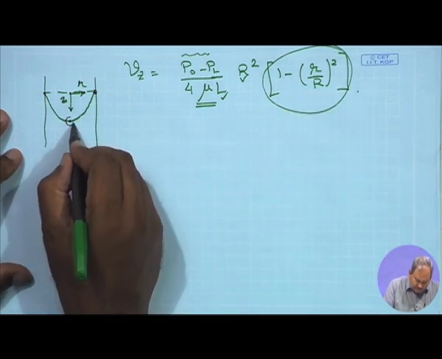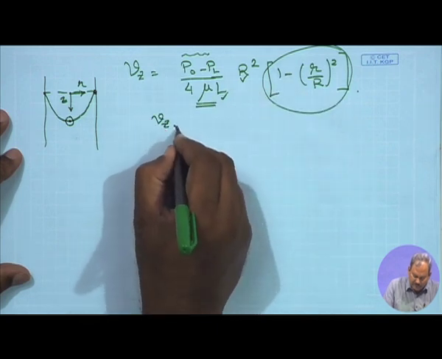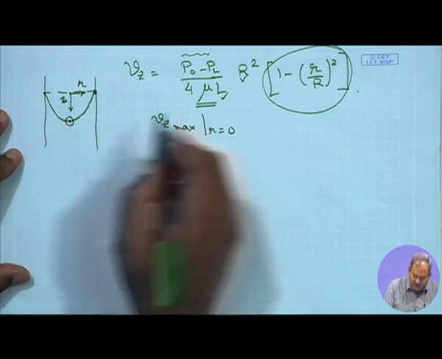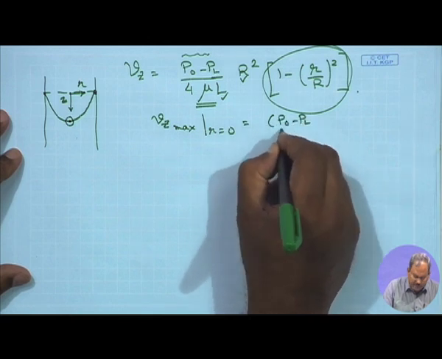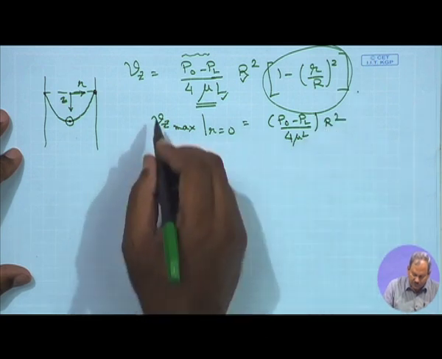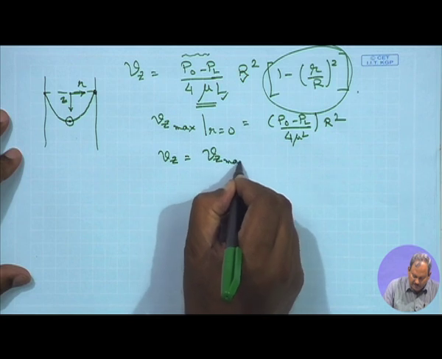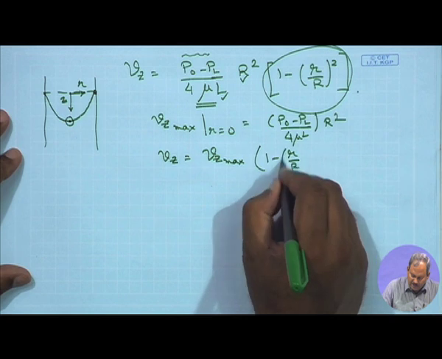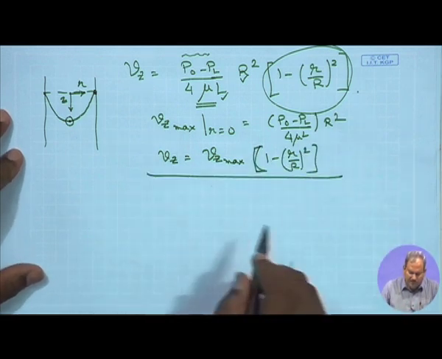So, this is the point of maximum velocity, and from the expression you can simply see Vz max is essentially at R equals 0, which would simply be equal to (P0 minus PL) by 4 mu L times R square. So, you can write Vz as Vz max times 1 minus (R by R) whole square. The expression for Vz can also be written in this way.